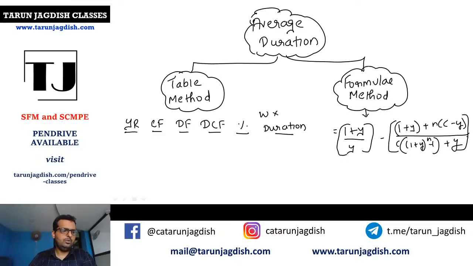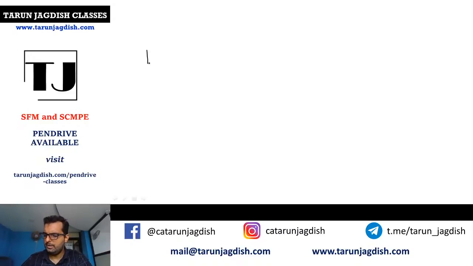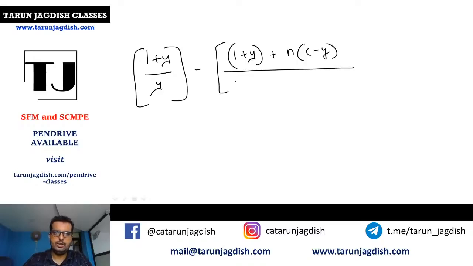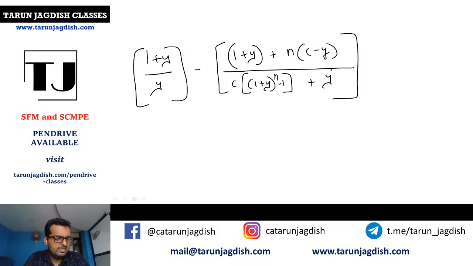Alright friends, I will write down the formula once again neatly so that you don't miss it out. Okay, I'll write down over here: (1 plus y) divided by y, minus (1 plus y plus n into (c minus y)) divided by (c into (1 plus y) whole power n minus (1 plus y)). Okay. Now tell me friends, is this formula easy or tough?